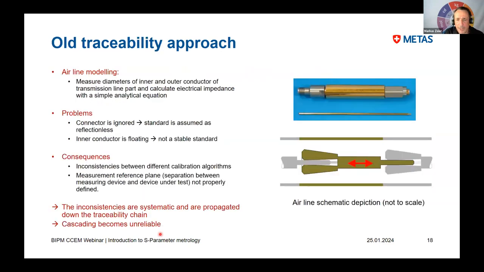So also here, there was quite a bit of progress. There is an old approach, which was entirely based on airline measurements. In that case, people just measured the diameters of the inner and outer conductor of the transmission line part of the airline and calculated the electrical impedance with a simple analytical equation. Now, the problem with this is that, first of all, the connector was completely ignored in these calculations.